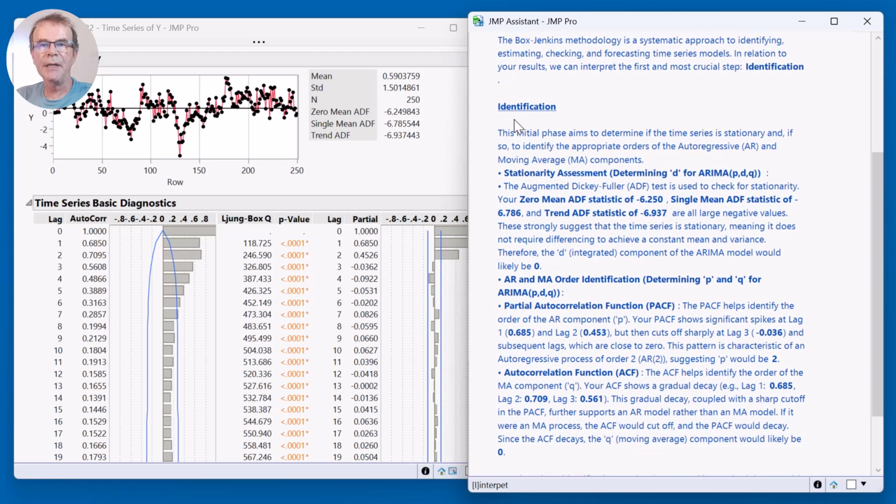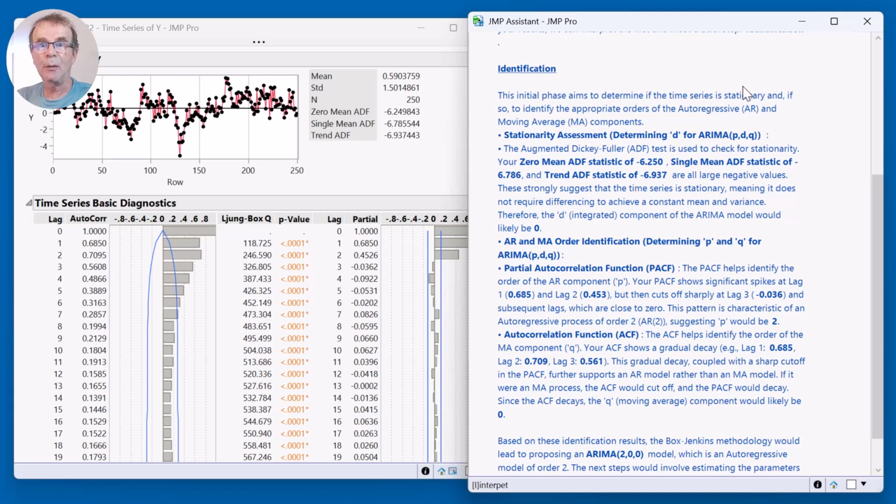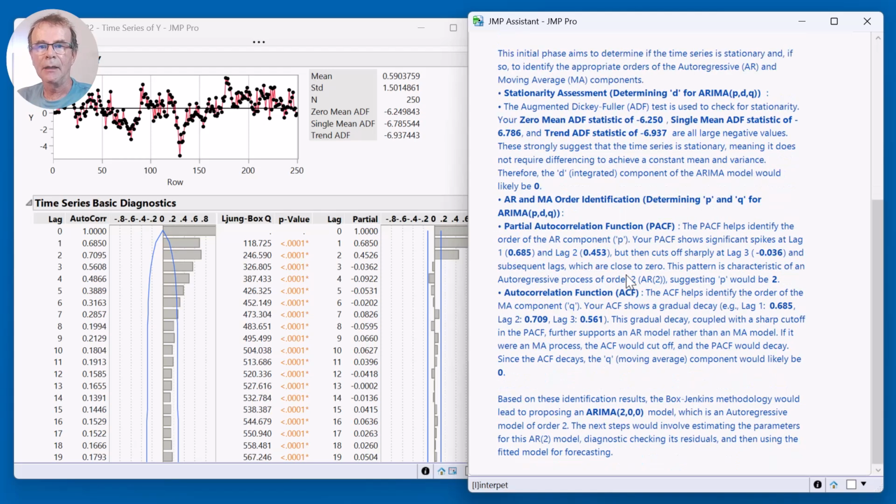So in this identification phase, it's explaining the interpretation of the ADF statistics. And this is one place where normally I would say large language models are too verbose, there's too much information, but this is one place where I would want to see this level of detail. And you'll notice at the very bottom, it says, based on this, it leads to proposing an ARIMA model (2,0,0). So it's come up with a full specification of the ARIMA model. That is really very, very impressive.